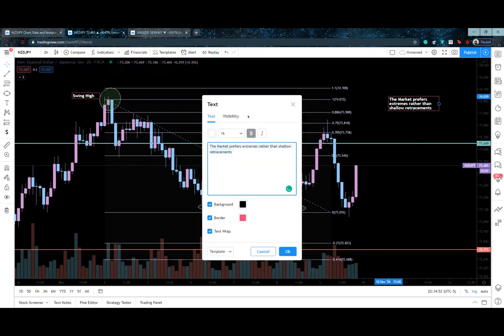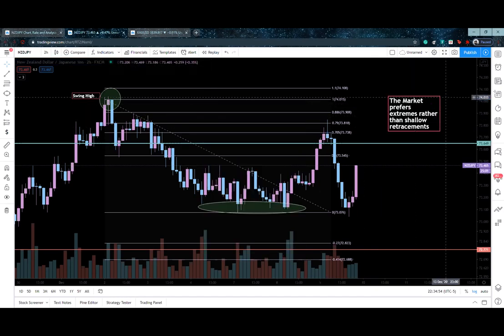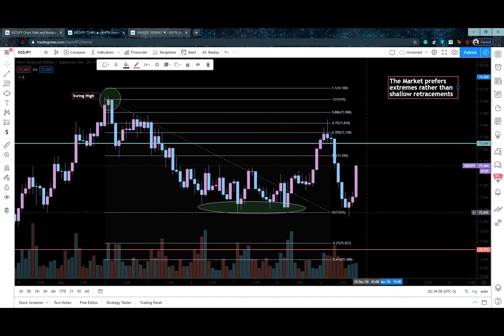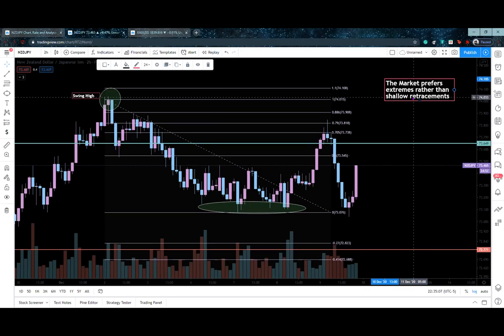However, I really want you guys to focus on what I just wrote right here. The market prefers extremes rather than shallow retracements. Who can tell me why? Who can tell me why the market prefers extremes rather than shallow retracements? Or if you guys have heard this before. More money? Buy low, sell high. Okay.